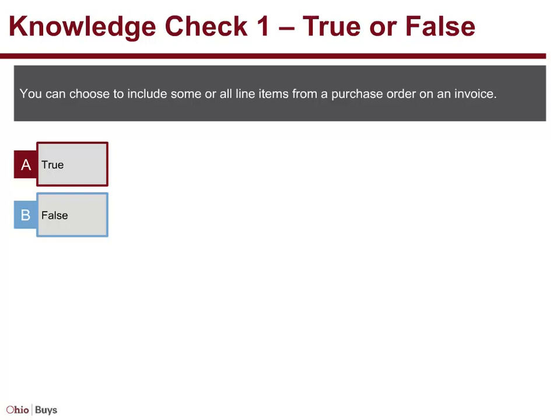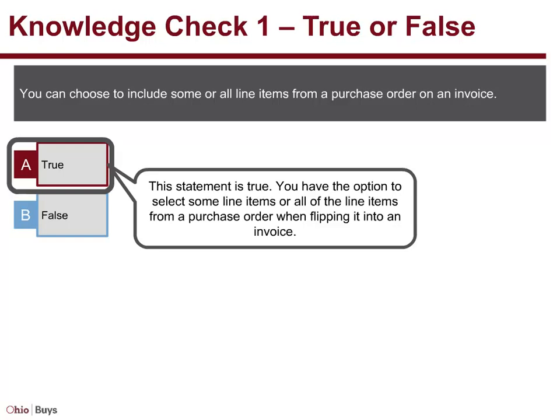Knowledge check 1. True or false? You can choose to include some, or all line items from a purchase order on an invoice. This statement is true. You have the option to select some line items or all of the line items in a purchase order when flipping it into an invoice.